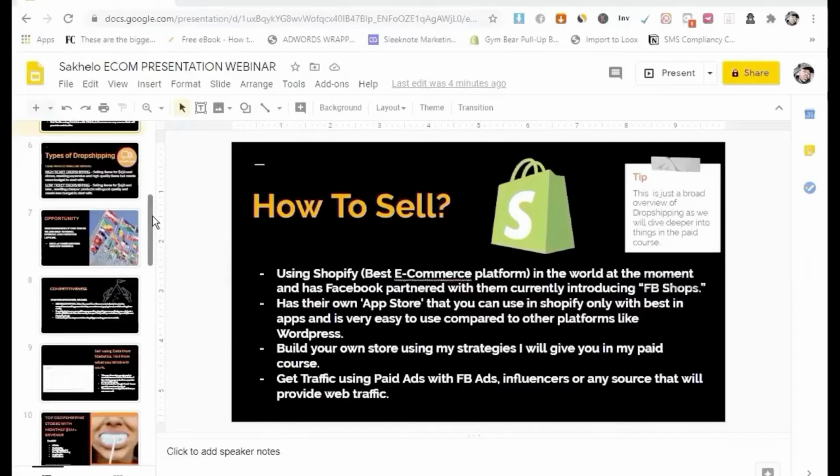It has the best apps to make you sales that you would have never made, and to triple or 10x your revenue. And it's very easy to use. Unlike WordPress, even a 16-year-old can make a Shopify website. With WordPress, you have to do all the coding and stuff, and it's really difficult. So just do Shopify. It's very easy, guys.